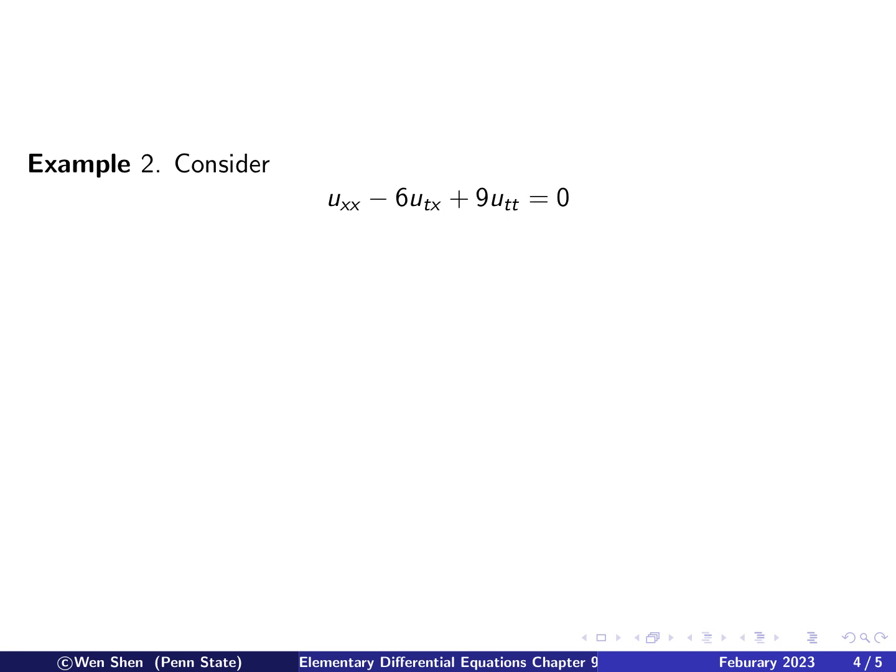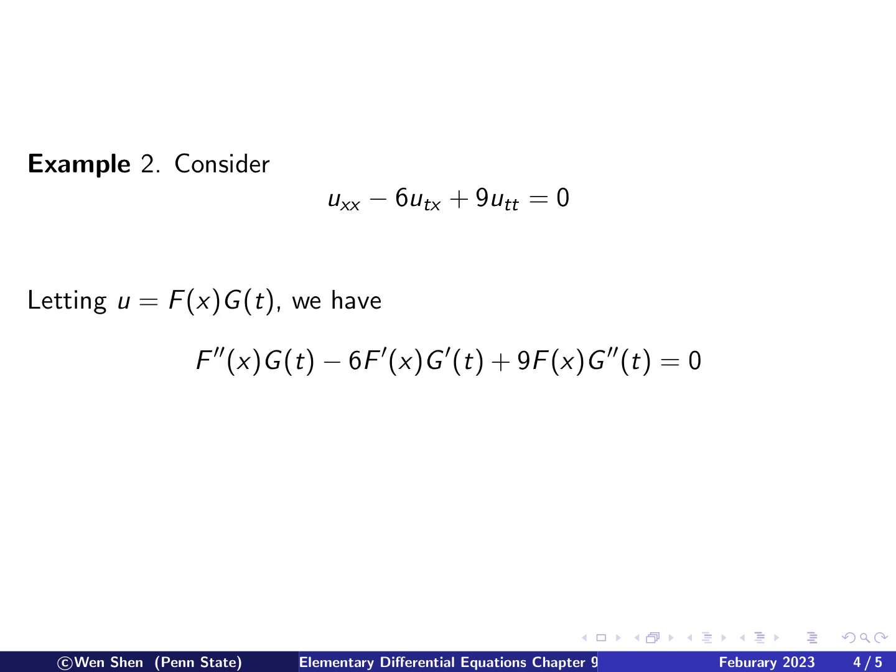Okay, let's take one more example. It now involves three terms, uxx, and then utx, and then utt. Again, seek a solution in this form as we always do. We plug it in, then uxx results in f double prime, and then utx will be f prime and g prime, and utt will give us g double prime, and that equals 0.